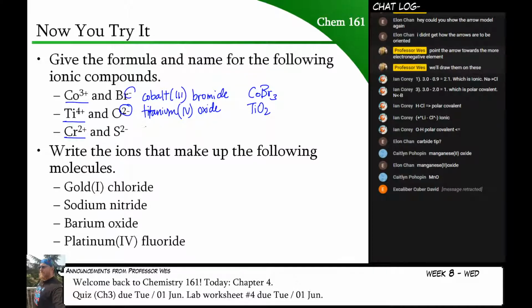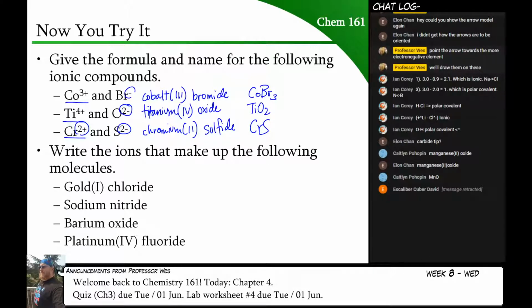And then I have chromium 2. And then S is sulfide as an ion. And then they both have a 2 charge, so I just need one of each of them to get CrS. What a terrible night to have a curse, right? Chromium 2 sulfide.